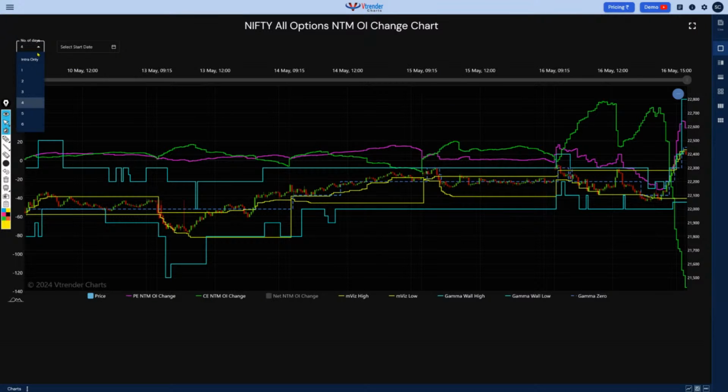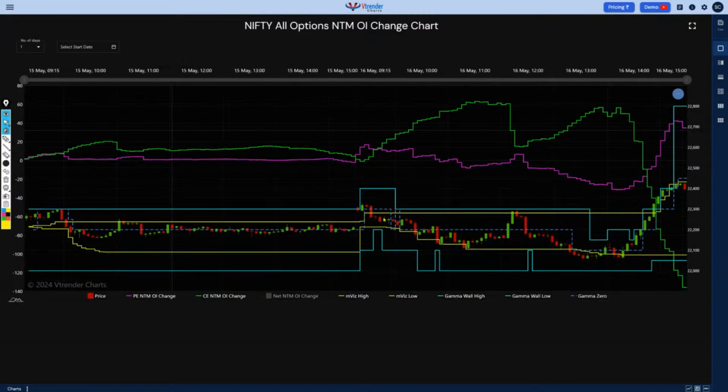So if I come back over here, this chart we keep also open, and this represents the NTM OI chain. Now I'm not looking at the open interest of the full market, I'm looking at only the open interest of the near the money.